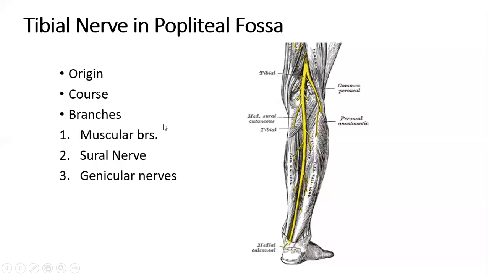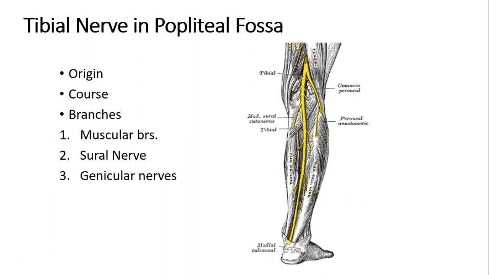So the course of tibial nerve in the popliteal fossa, as we know from our previous lectures, is that the tibial nerve is given off as a component after the division of the sciatic nerve at the superior border or apex of the popliteal fossa, and it runs vertically down within the popliteal fossa, in the center of the popliteal fossa.